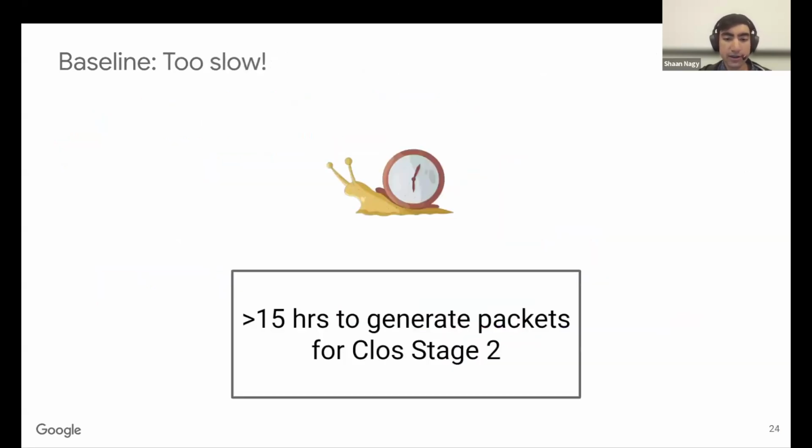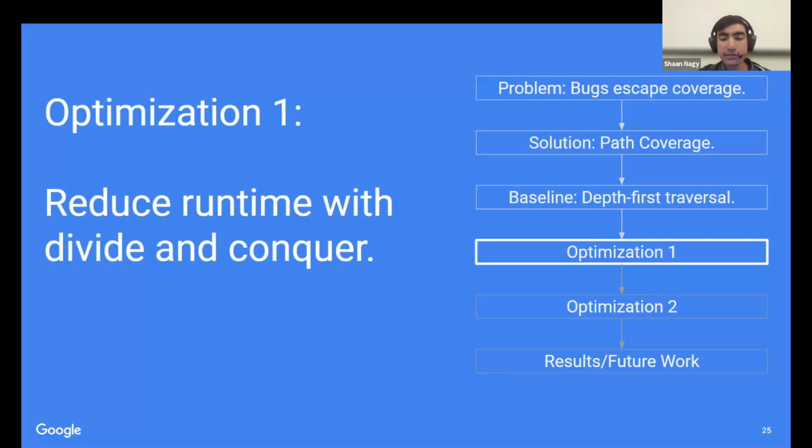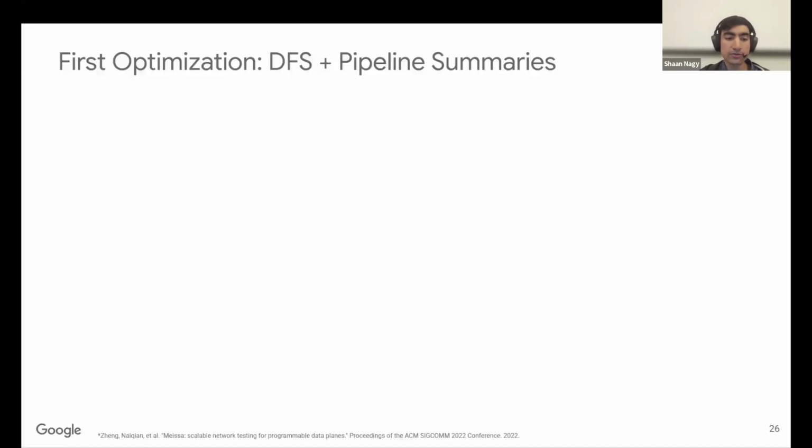But unfortunately, it's quite slow. It took us more than 15 hours to generate packets for our class stage 2 switch snapshot. So we felt that we needed to do something to make this a bit faster. And the first thing we tried is a technique out of the literature to reduce the runtime of the algorithm with a divide and conquer like strategy. If you're interested in the citation, it's at the bottom of the slide, but here is the main idea.